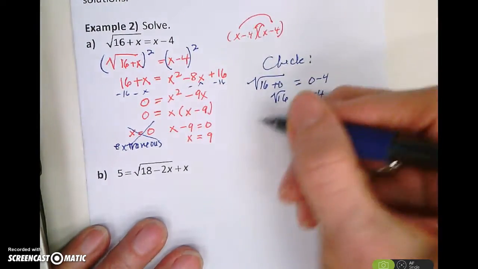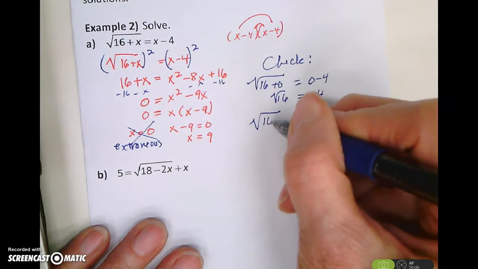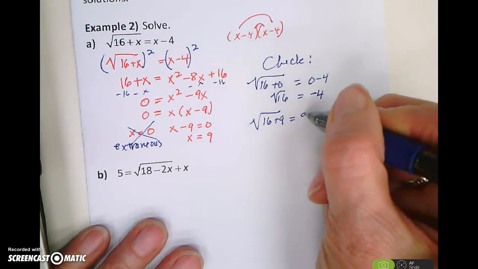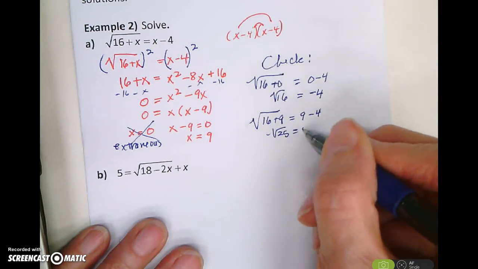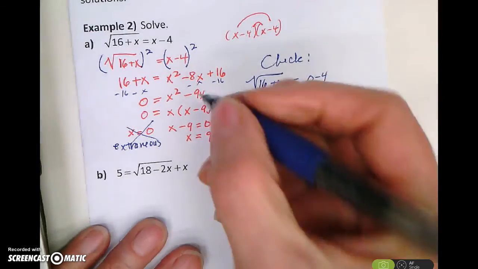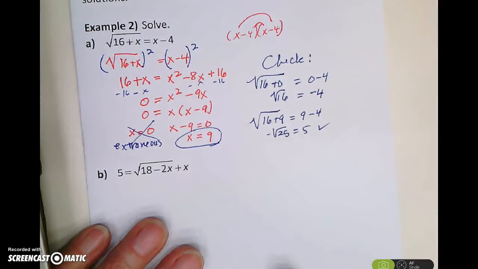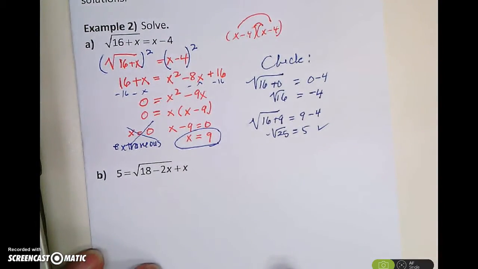All right, so now let's check our 9 out. So we're going to have the square root of 16 plus 9 is equal to 9 minus 4. So that's the square root of 25 is equal to 5. And we can see that that does check. And I'll circle that as our only answer.